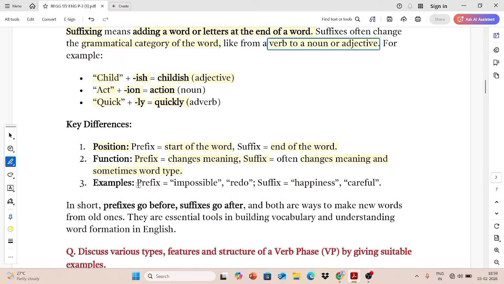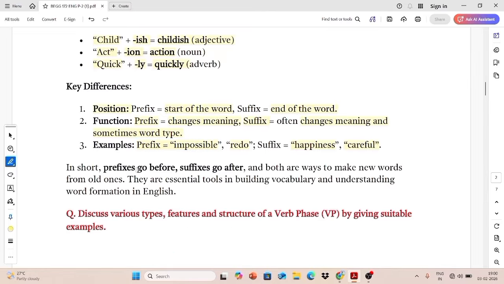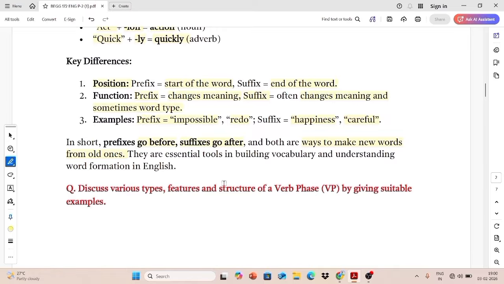The examples for a prefix can be impossible, which becomes an opposite for possible, or do and redo. Examples for suffix can be happy, happiness, happy becoming happiness, and careful. Okay. In short, prefixes go before, suffixes go after, and both are ways to make new words from old ones. They are essential tools in building vocabulary and understanding word formation in the English language.